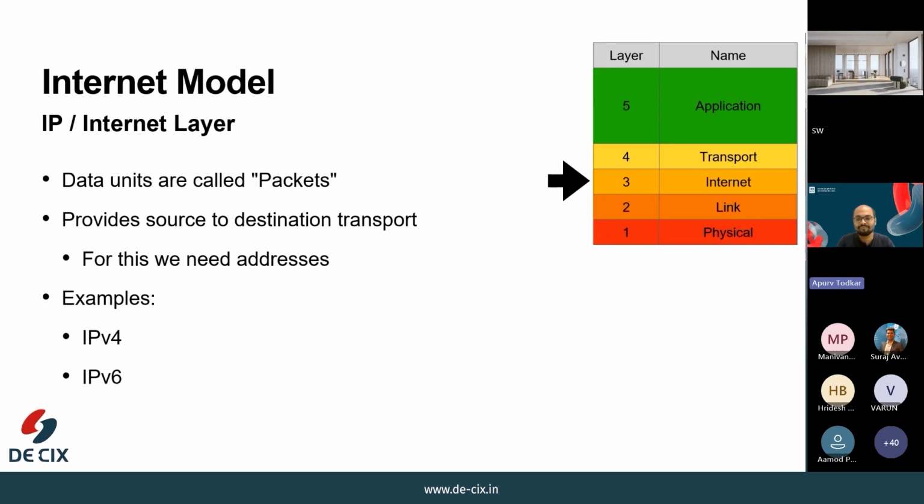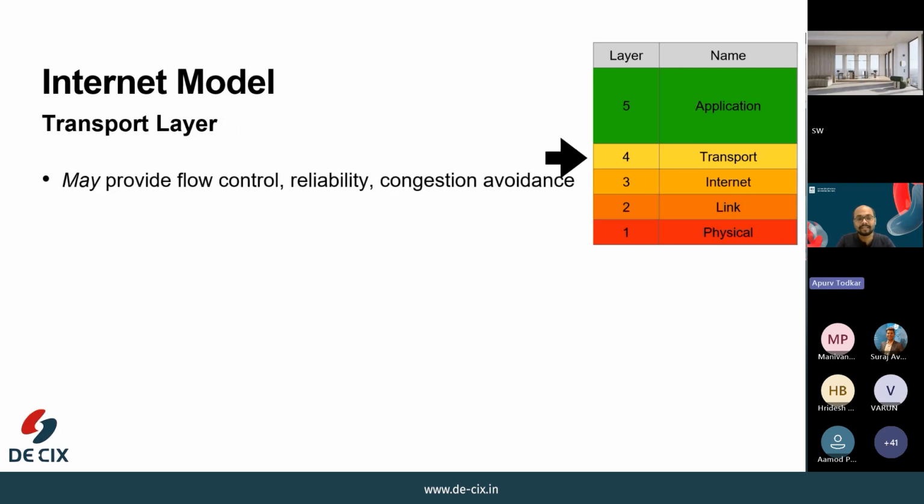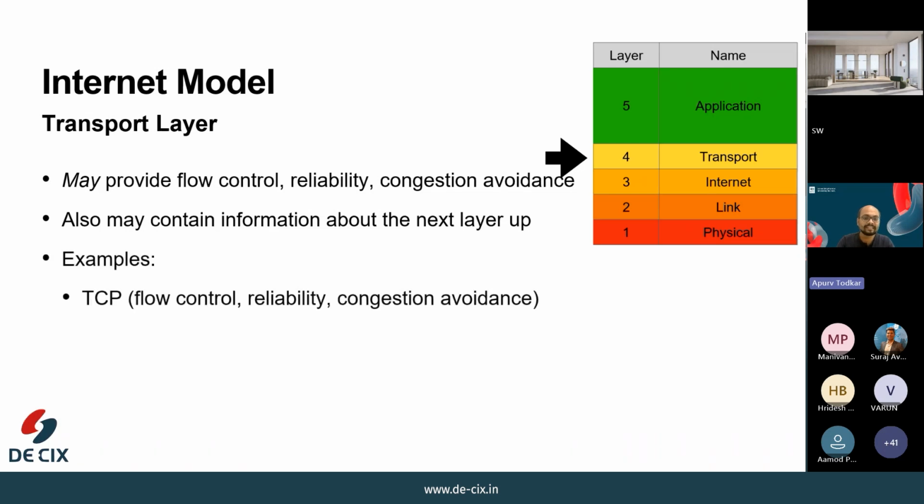So let's take a moment to remember the internet model, also known as the protocol stack. At layer 3, we have the IP layer where the data units are referred to as packets. This layer is responsible for source to destination transport, and for that we need IP addresses. The key protocols used at this layer are IP version 4 and IP version 6. Above the internet layer, we have the transport layer. This layer provides more sophisticated features such as flow control, reliability, and congestion avoidance. It also includes information about the next layer in the stack. Some common protocols at the transport layer are TCP and UDP, which you are already aware of.